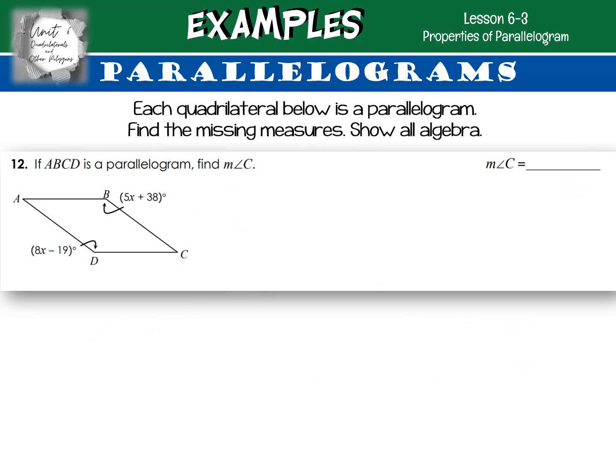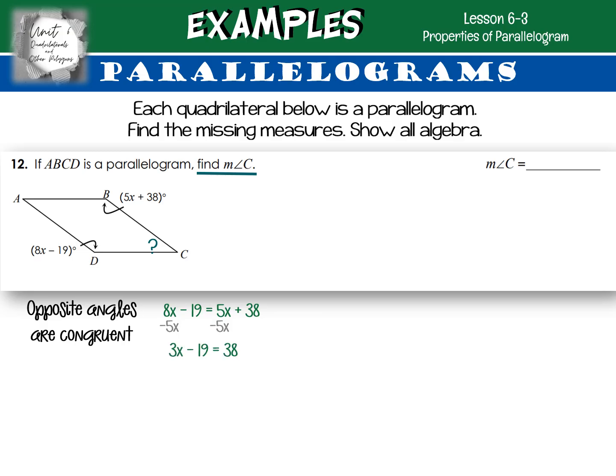Number 12, opposite angles. But ultimately, we want to find the measure of angle C. But we have expressions for the measure of angle B and the measure of angle D, which are opposite each other. And opposite angles are going to be congruent if it's a parallelogram, which they told us it was. So 8x minus 19 equals 5x plus 38. Subtract your smaller x on both sides, so subtract 5x on both sides. You get 3x minus 19 equals 38. Add 19 to both sides. You get 3x equals 57. Divide both sides by 3. X is 19.